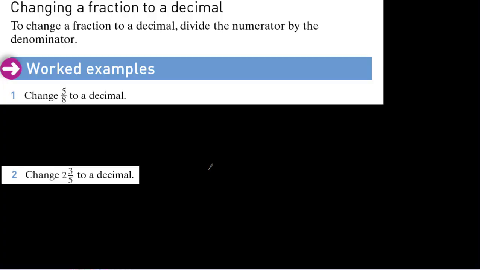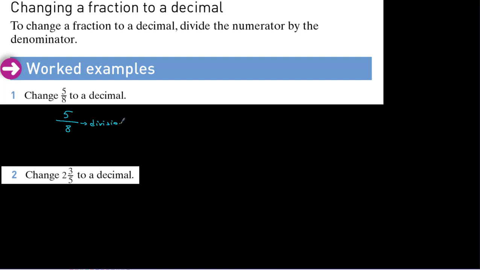Hi dear students, this is lesson 13 and it is about changing fraction to decimal and decimal to fraction also. And we are going to start with fraction to decimal. Here it is given 5 over 8, which means divide 5 by 8. This fraction sign is the same as the division sign.